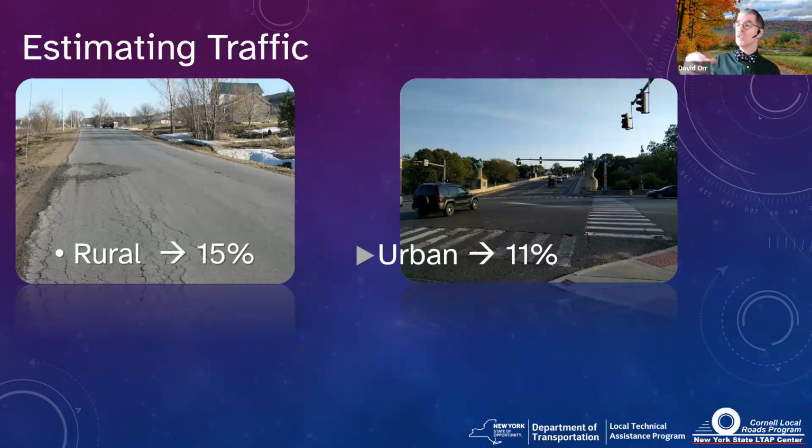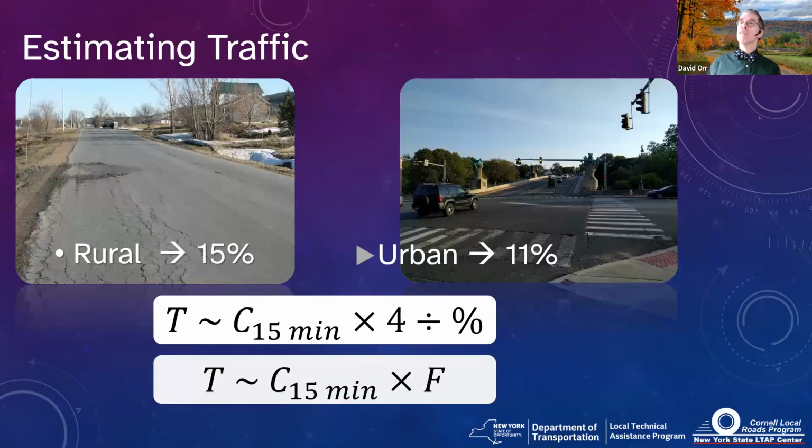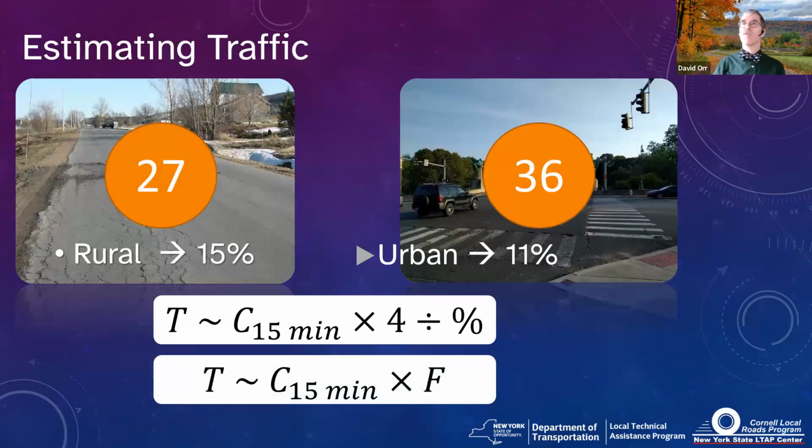So what you can do is go out and count for 15 minutes. We'll do a traffic count for 15 minutes, multiply that times 4 to get a 1 hour count, and divide it by that percentage, and you actually have a pretty reasonable estimate of the traffic count. You could also use a factor. We can preset the factor if you want. So for a rural area, that would be 27, and for an urban area, it would be 36.